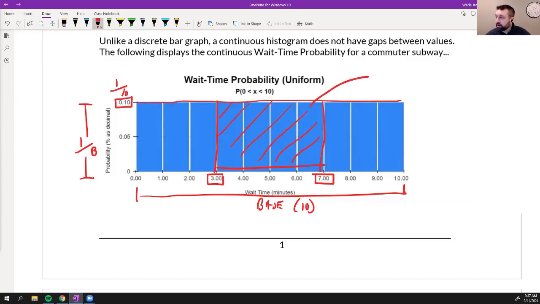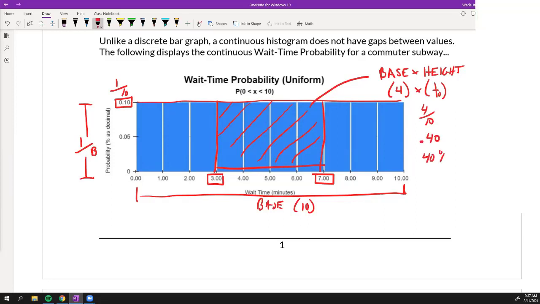With this rectangle, the area is going to be the base times the height. In our case, the base is 4. The height does not change. The height remains the same, 1/10. So that becomes 4/10, which is 0.40, which is 40%.